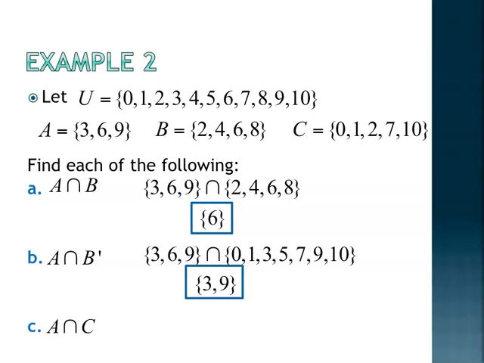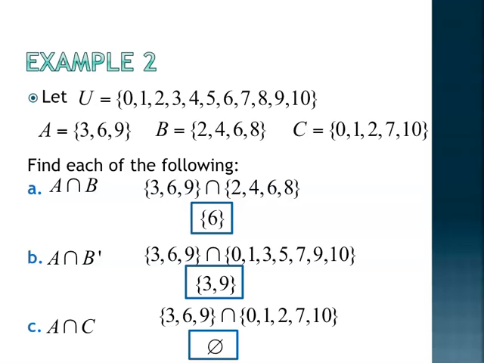Alright, last one we have A intersect C, so we're going to look at the elements of A and the elements of C, and we're going to compare those two, and we want to find what they have in common. Taking a look here, it looks like there are no elements that they have in common, which means that A and C are disjoint sets, so we would say that the intersection of A and C is the empty set. There are no elements within that set.